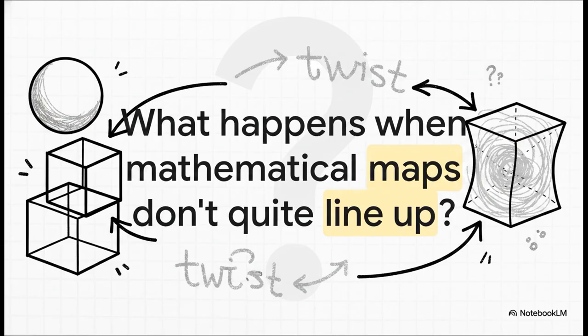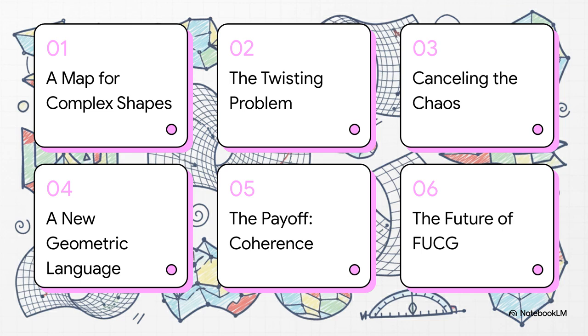You know, it all boils down to a question that sounds pretty simple but has some really complex answers. What happens when our mathematical maps, the ones we draw between geometric shapes, don't quite line up perfectly? What happens when the translation from one shape to another isn't clean, but instead introduces some kind of twist or distortion? Here's the game plan for how we'll walk through this idea.